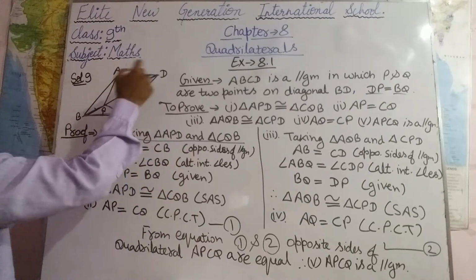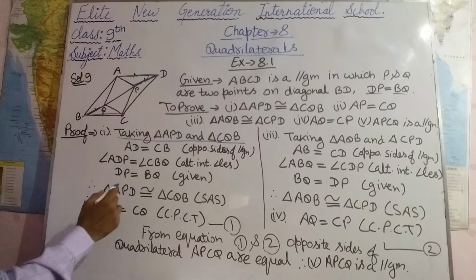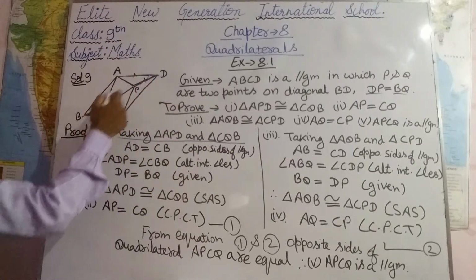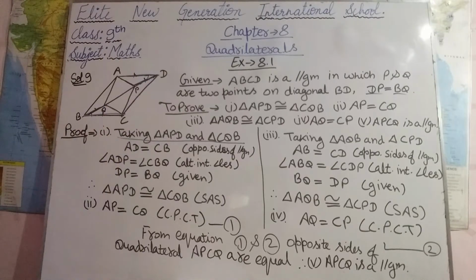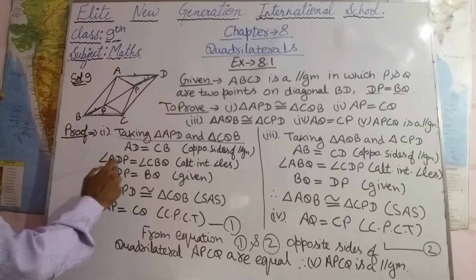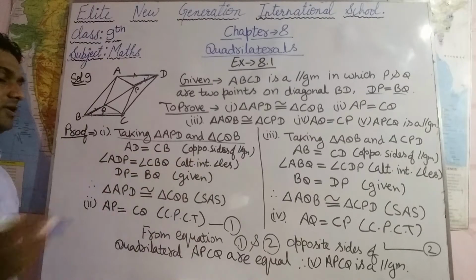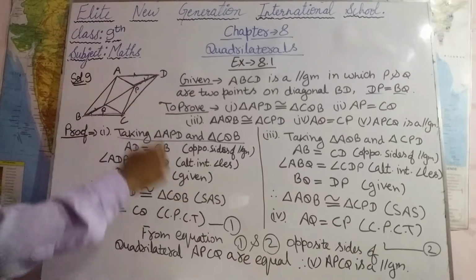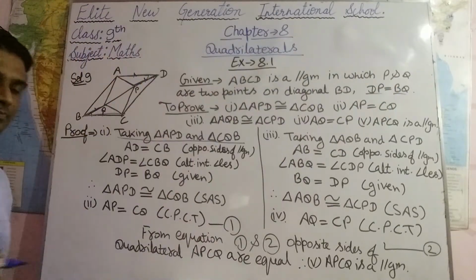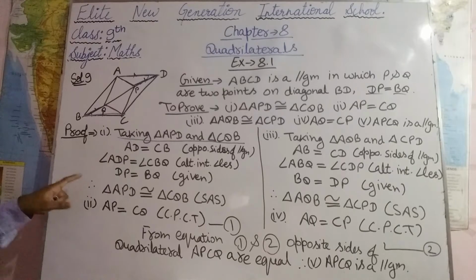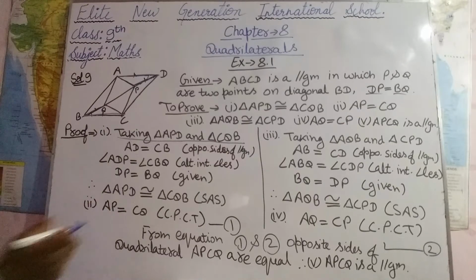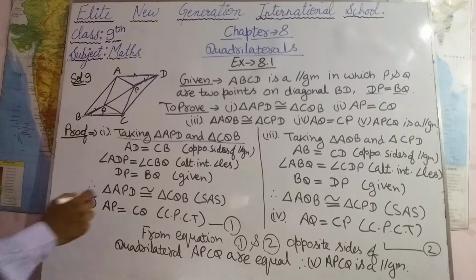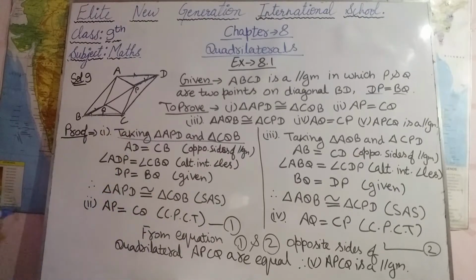So here angle ADP equals angle CBQ. These two angles are alternate interior angles. And DP equals BQ, this we have given. So therefore we can say that triangle APD is congruent to triangle CQB by SAS congruency. So these two triangles are congruent. It is the first part.